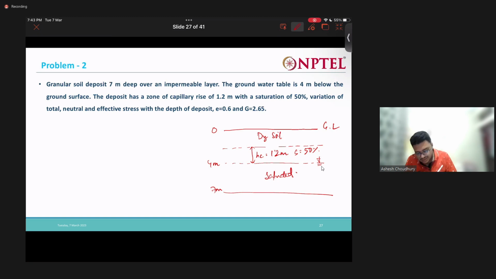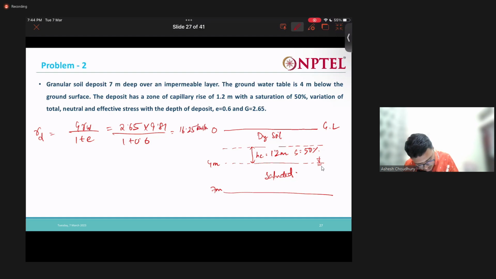So first let us calculate my gamma d. What is the formula for gamma d? G into gamma w divided by 1 plus e. So I know my G is 2.65, into 9.81, by 1 plus 0.6. So it will be 2.65 into 9.81 by 1.6, which is 16.25. Okay, gamma d I got, means dry unit weight here.